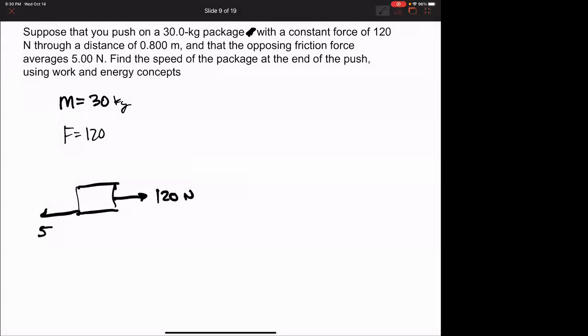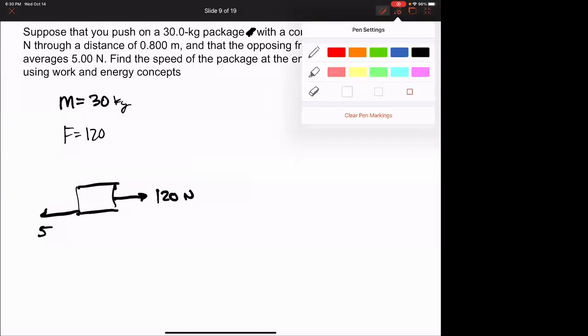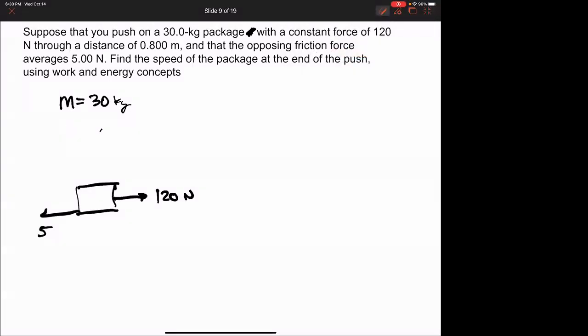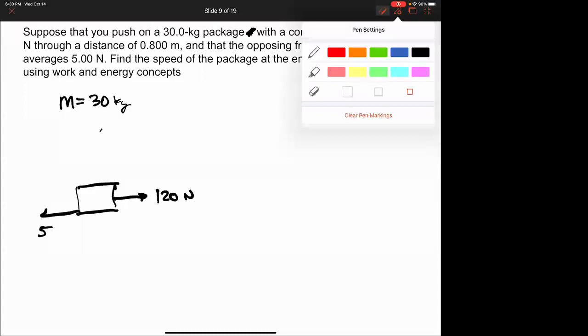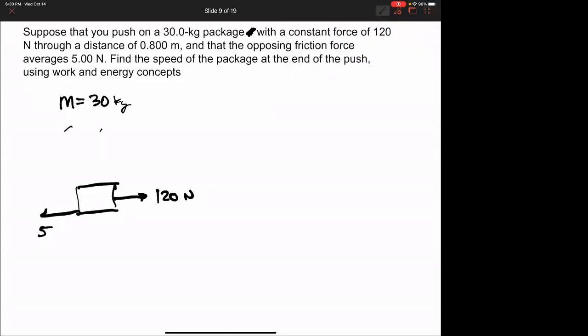115. Good. We want to do the net force. So we want to say the sum of the forces equals 120 minus 5. The net force in this case is 115 newtons. And that's what we learned last chapter, right? So now we have the force. We have the distance is 0.80 meters. And we know it starts from rest, and we want to find the final velocity.